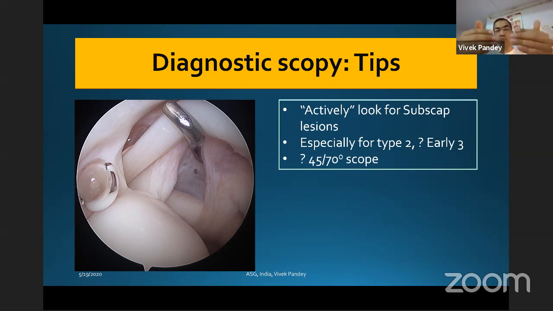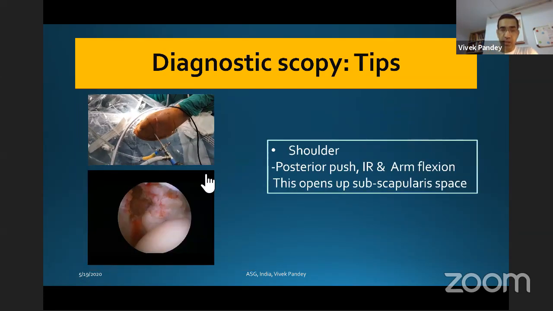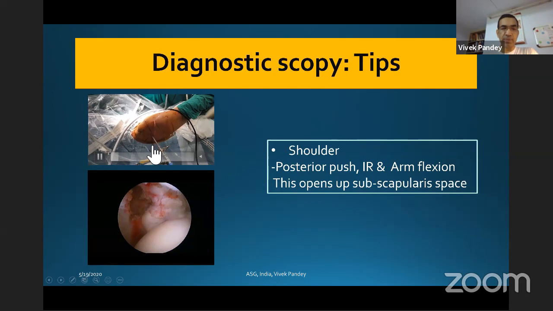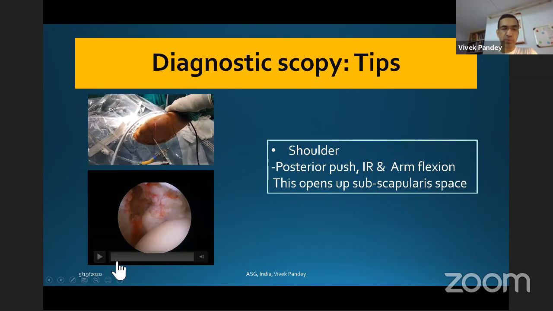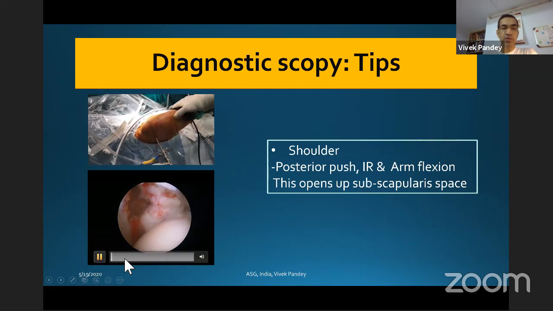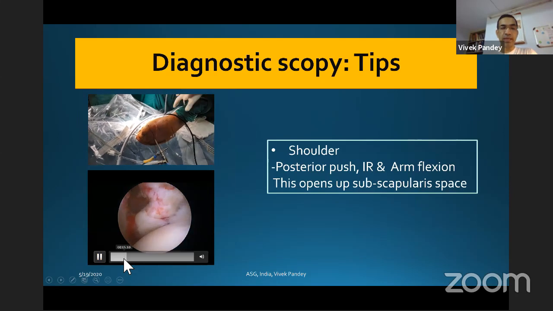So always pull the arm backwards in extension, and probably internal rotation, then you can see the tear much better. Though I have a 70-degree scope, I have never used it. Initially, I tried using it once or twice, but I have given up. I am happy with my 30-degree scope. The way you want to see the subscap tear best is to push the arm backwards like this.